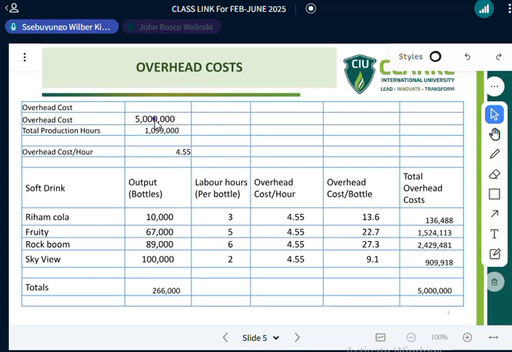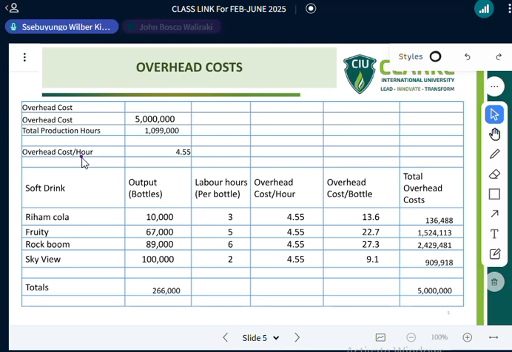So it is important to have, yes, that is overhead cost for the period, but we need to know how many hours are in that period so that we are able to tell how many production hours we have for the period, and it is from those production hours that we are able to tell the overhead cost per hour. Then we can transform that into knowing how many hours are produced in producing a single bottle. Then we can now get the overhead cost that goes in that single bottle.